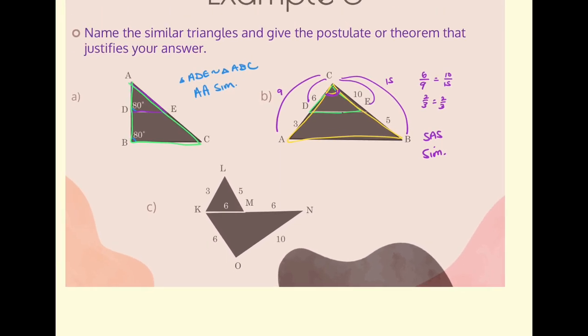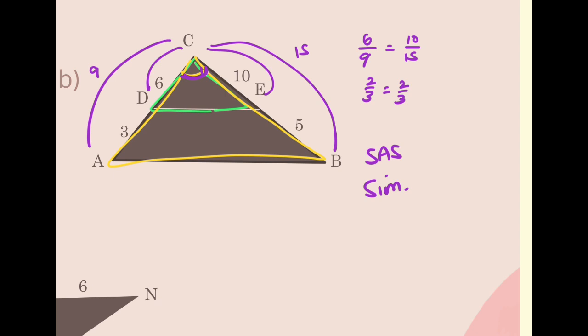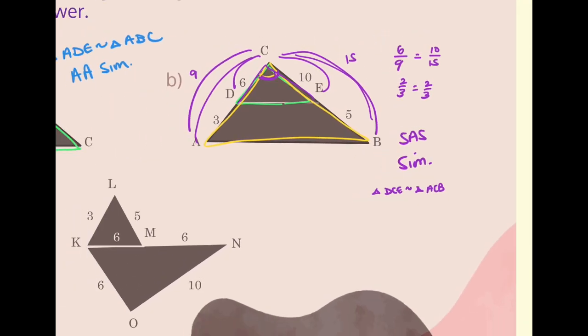And we need to name those similar triangles. So triangle, if I went DCE, it would be similar to triangle ACB. And the order of those letters is important.